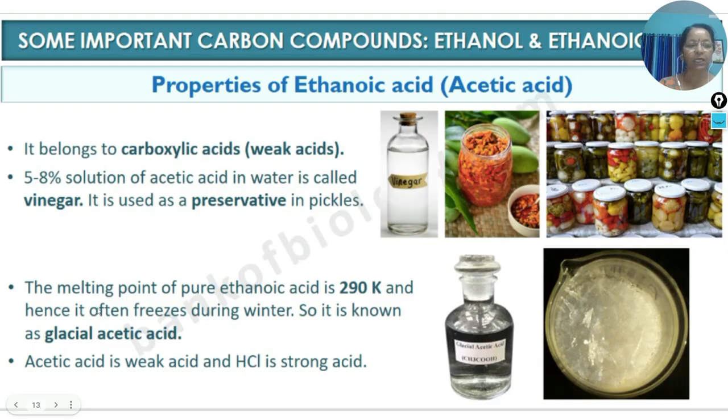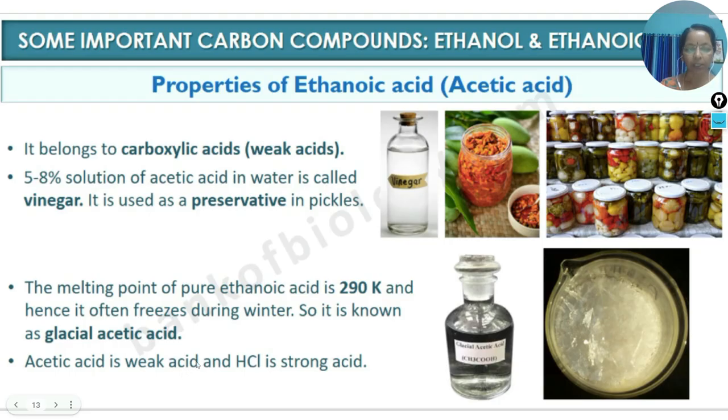Okay, the melting point of pure ethanoic acid is 290 Kelvin, and hence it often freezes during winter. So it is known as glacial acetic acid. That means during winter we can find a solid form of pure acetic acid. So pure acetic acid is also called glacial acetic acid. Acetic acid is a very weak acid compared to strong HCl acid.